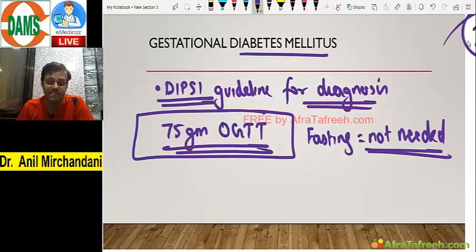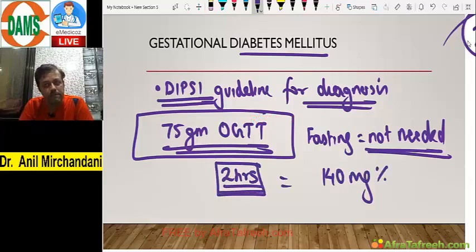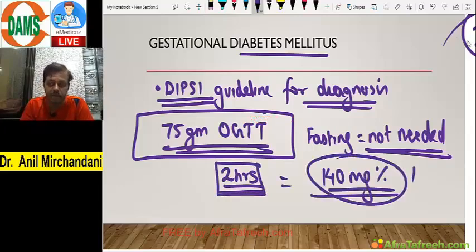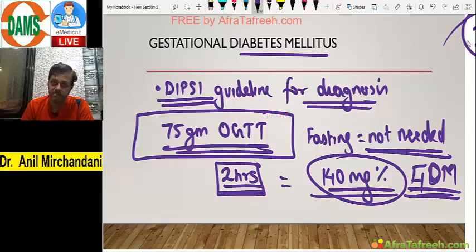Try to understand, fasting is not necessary. You have to check the blood sugar after 2 hours. If the value is 140 milligram percentage or more, she is labeled as a case of gestational diabetes mellitus, GDM. 140 milligram percentage is gestational diabetes mellitus.